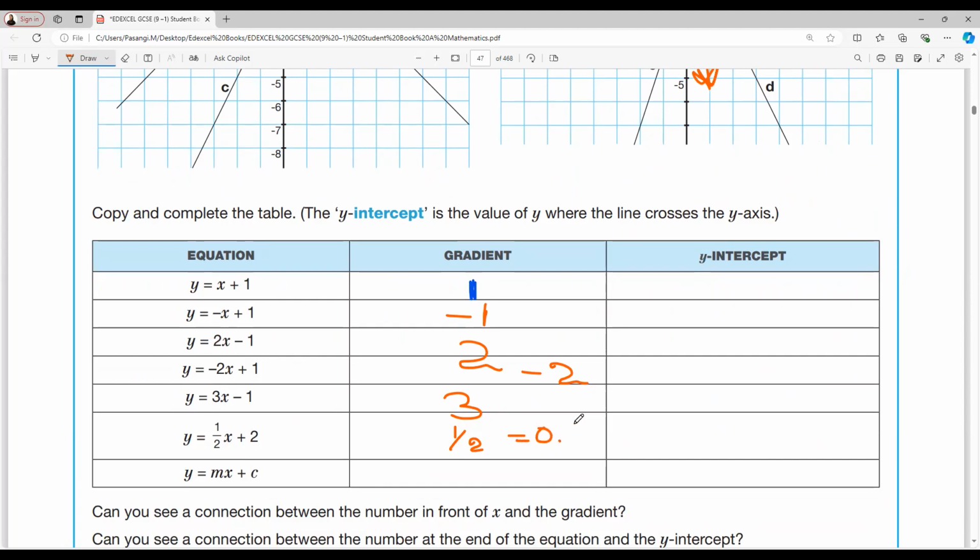Yes, miss. Okay. Now what will happen? You can check all the equations and also the gradient values we have received. You should be able to find a pattern. So here the gradient is 1. Here the gradient is minus 1. Here the gradient is 2. And here the gradient is minus 2. Here the gradient is 3. Here the gradient is 0.5. What do you think?